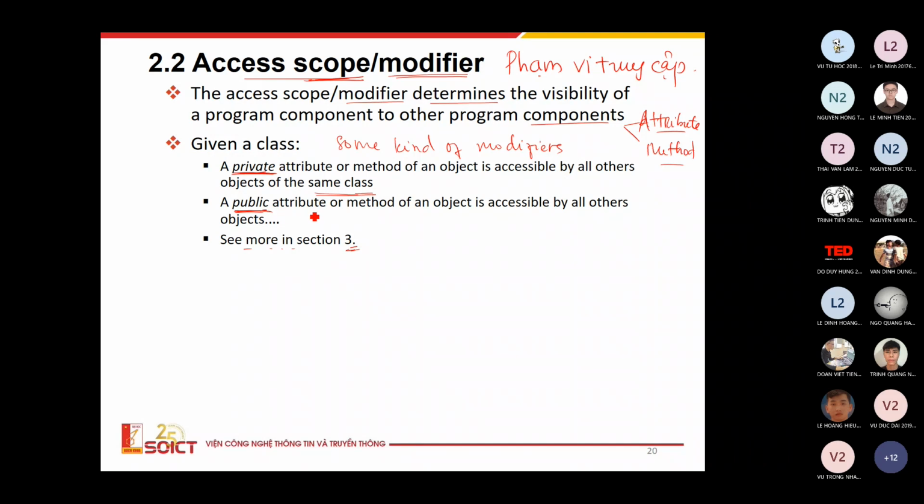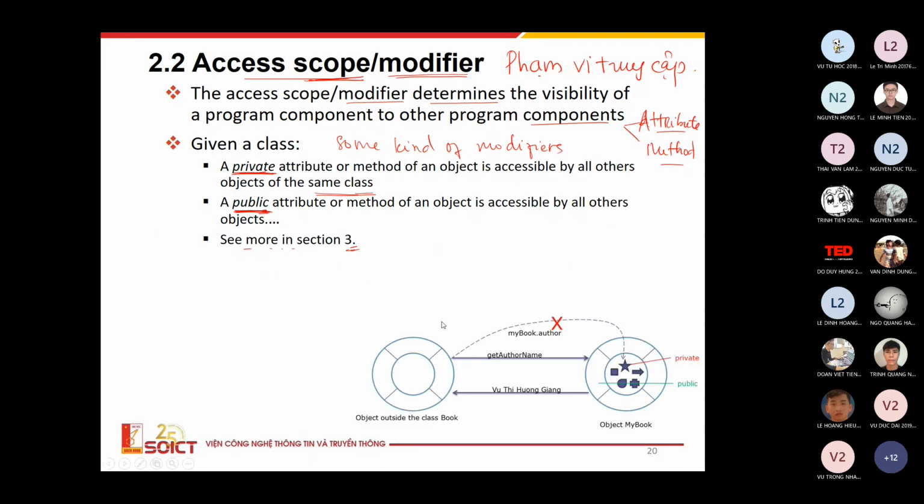Yeah. On the other hand, when you declare an attribute or method as public, this attribute and method can be accessed from everywhere. Public means công cộng, đúng không? So it can be accessed from every other object.